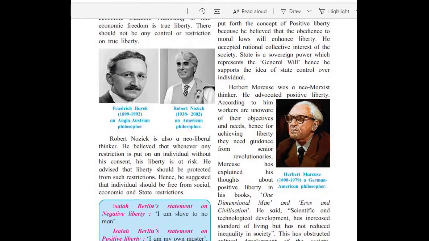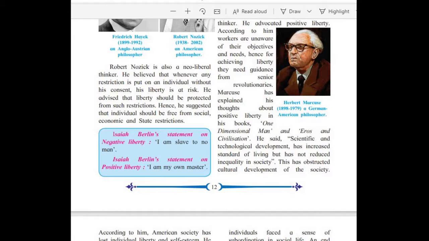Now, my dear students, we will see what the thought of Robert is. Mr. Robert was a neoliberal thinker. He believed that whenever any restrictions are put on an individual without his consent, his liberty is at risk. He advised that liberty should be protected from such restrictions. Hence, he suggested that individuals should be free from social and economic restrictions and state restrictions.